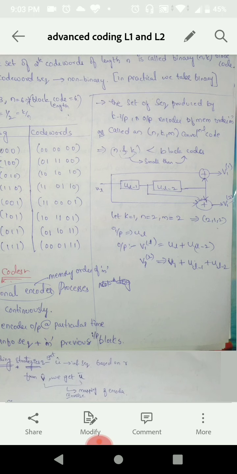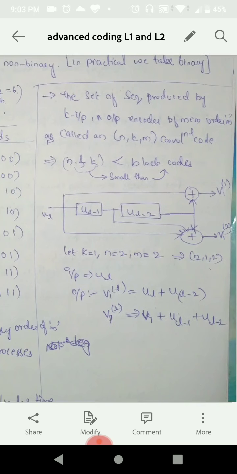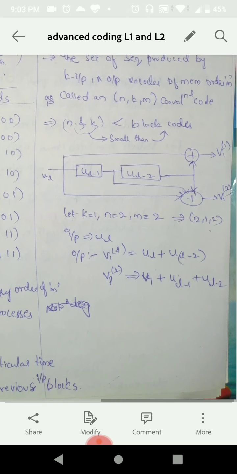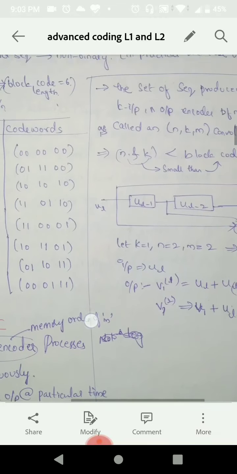Both n and k will be small in value compared to block codes. We'll take an example of convolutional codes where u_l minus 1 is the past 1 value of u and the past 2 value of u is called u_l minus 2. So v1 does not have the value of u_l minus 2 and u_l, and v2 has all the values of u, like u_l, u_l minus 1 and u_l minus 2. So this is the syntax which we are going to follow.